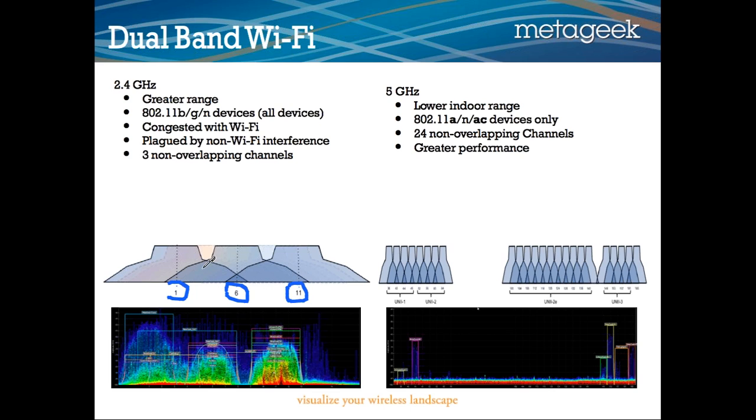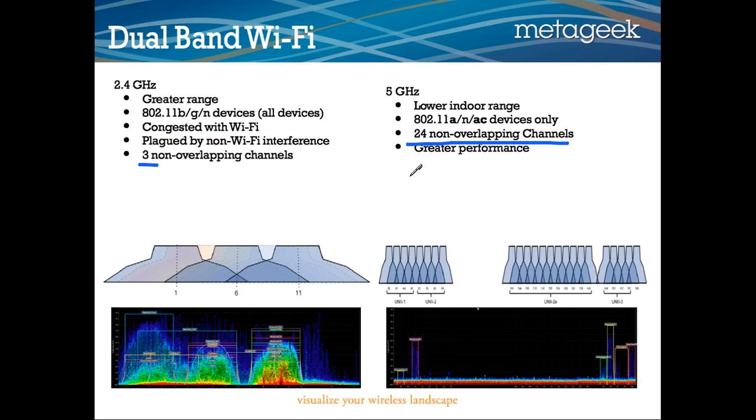Now, if you're in Europe or in other parts of the world, you have a few more channels available to you, so you can use channels 1, 5, 9, and 13. But for the purpose of this webinar, I'm just going to speak for the US today, where we have 3 non-overlapping channels, channels 1, 6, and 11. Now, if we look at the 5 gigahertz band, instead of 3 non-overlapping channels, we have 24 non-overlapping channels, 24 channels that do not overlap.